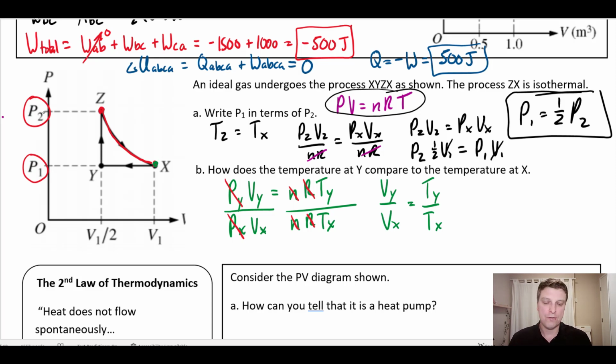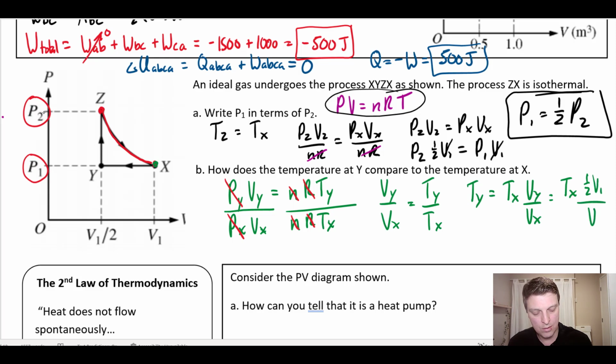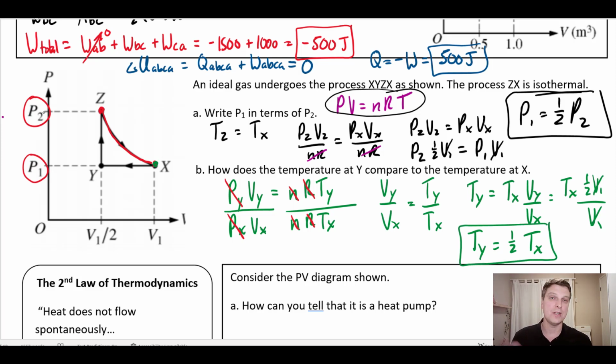So I'm going to solve for either temperature. Let's just say we solve for Ty. So Ty is going to equal Tx times Vy over Vx. And again, I know what those are equal to. So that's going to equal Tx times 1/2 V1 over V1. And so these are going to cancel. And I'm left with Ty equals 1/2 of Tx. And so you can see that my intuition was correct, that the temperature at y had to decrease as I move from x to y.